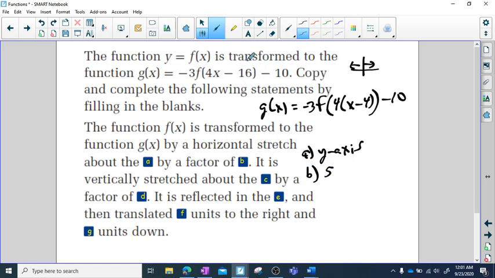Not 5. What am I looking at? I'm thinking of the last question. Don't mind me. It would be a quarter. It's always a reciprocal of that number. So 1/4 would be your stretch factor horizontally.